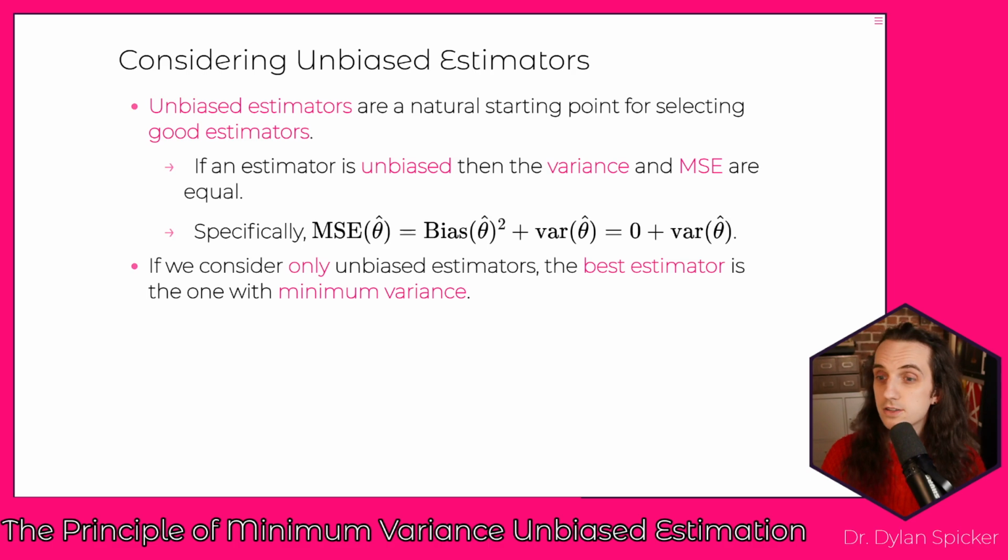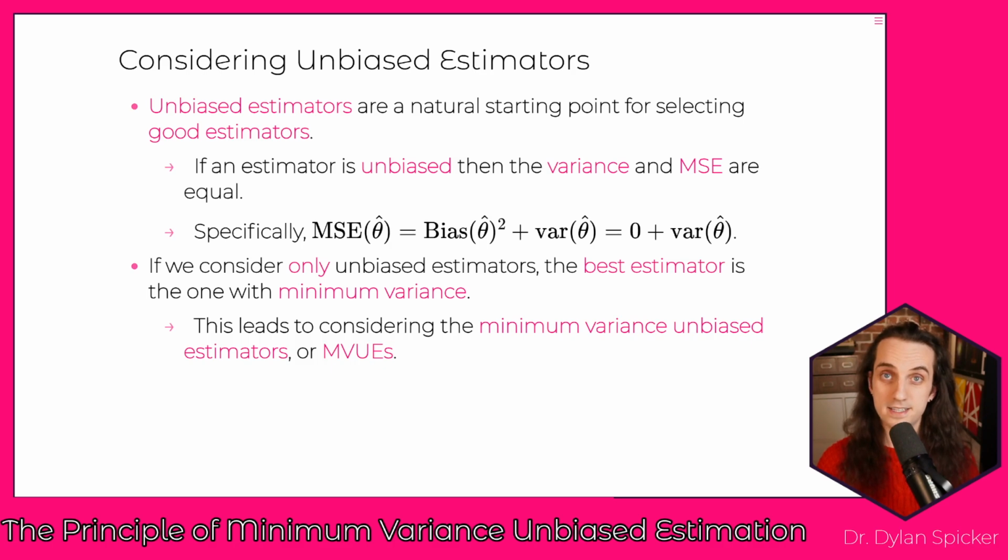And so if we're only considering unbiased estimators, then the best estimator is going to be the one with the minimum variance, right? This leads us to considering what we call the minimum variance unbiased estimator, or MVUE. Okay, so fortunately, the name here is quite descriptive. The MVUE is going to be the unbiased estimator that has the minimum variance among all possible unbiased estimators. So if it has the smallest possible variance and it's unbiased, then it's an MVUE. If it is not unbiased, it can't possibly be the MVUE. And if it doesn't have the smallest possible variance, then it also can't be the MVUE.